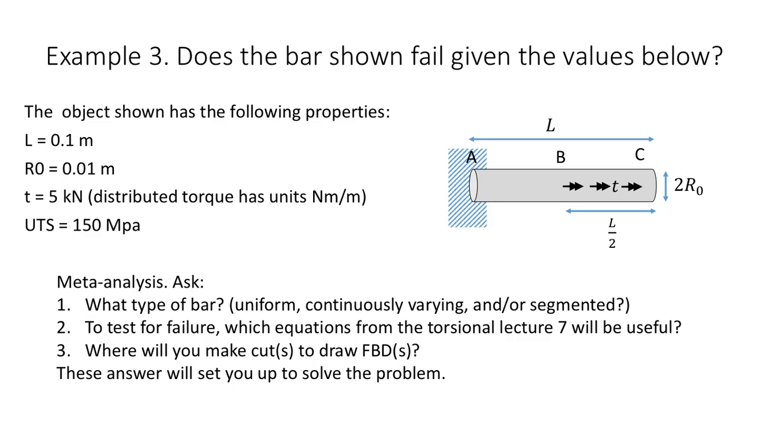So the first thing to solve this problem is that we want to do our critical thinking meta-analysis. So we can ask ourselves, what type of bar is this? Is it uniform, continuously varying, and or is it segmented? We'll also ask, in order to test for failure, which equations do we need? And specifically, which will be most useful? And then finally, we'll ask where we make the cuts to draw the free body diagram. And that will set you up to solve the problem, and then I'll illustrate the solution.